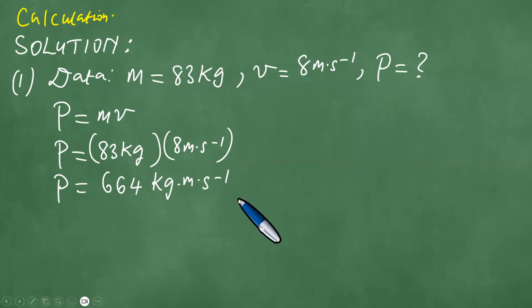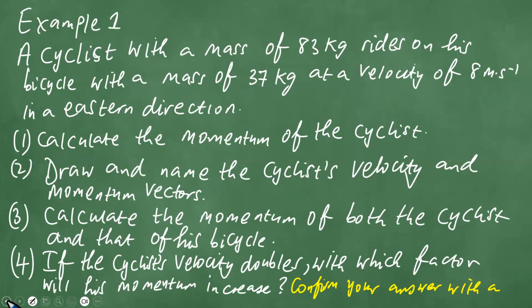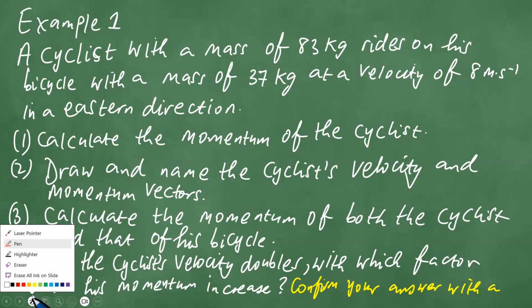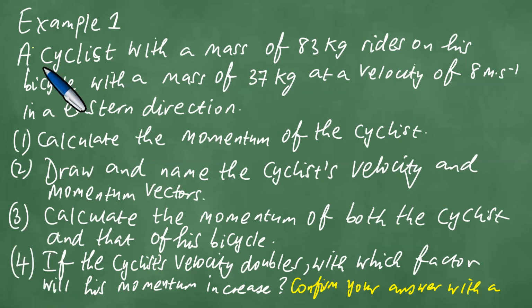We see that the direction of the cyclist is east, because we were told the velocity is 8 meters per second in an eastern direction. So it is most certainly east. That becomes the direction of the cyclist. That is just something for you to note there. Okay, we continue.